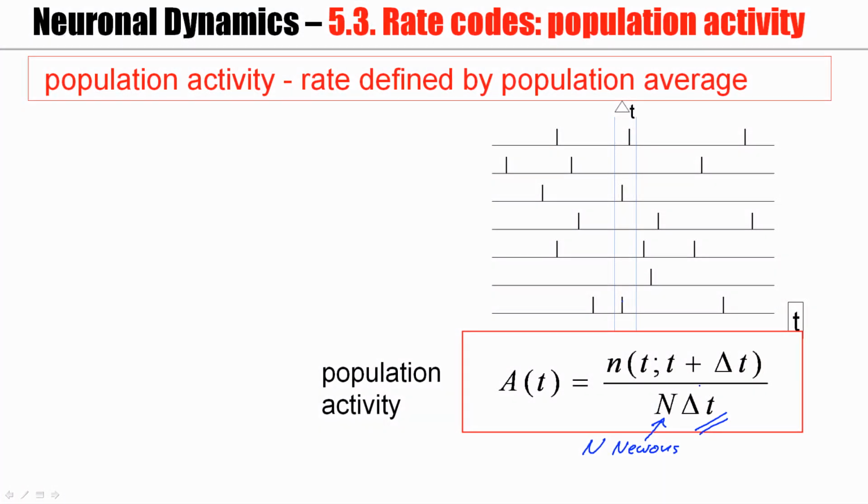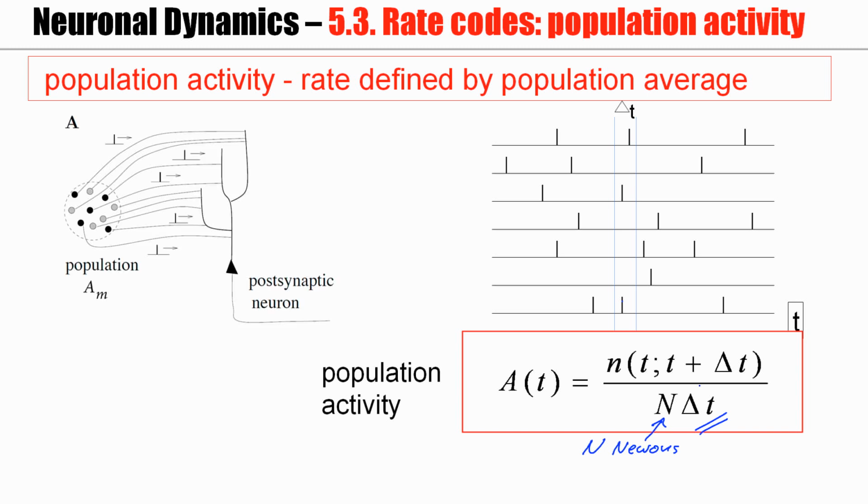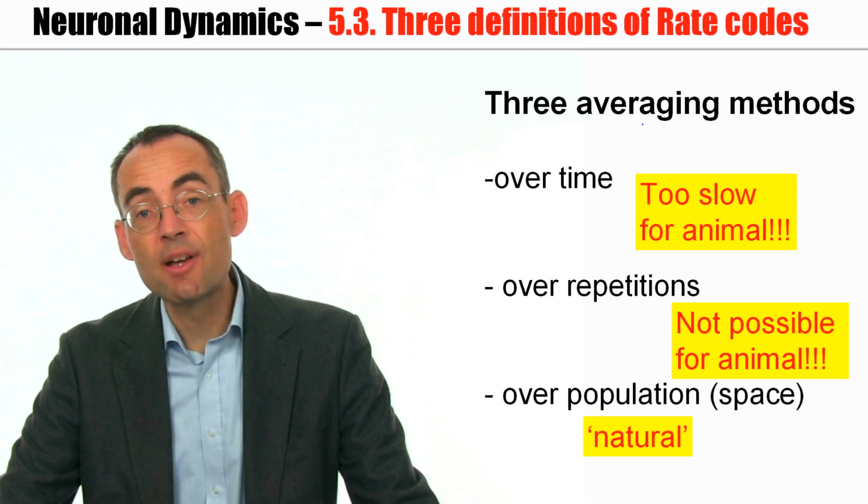Now I would claim that this is a rather natural situation for neurons. Consider a postsynaptic neuron. A postsynaptic neuron receives hundreds of inputs from other neurons. Suppose some of the inputs come from the same population of 500 neurons. So effectively, this neuron would be driven by the population activity, by the population of spikes arriving in each short time interval delta t. So in that sense, this definition of a firing rate defined as a population average is natural.